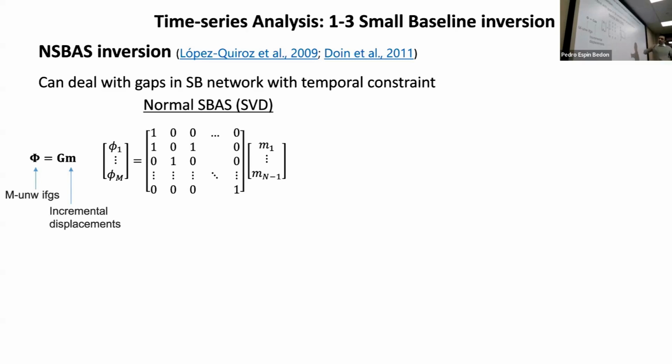So here, this is a normal SBAS that we have. On one side, we have M unwrapped interferograms as our observation. These are the observation vector. And on the other side, we have the incremental displacements, which are n minus 1 incremental displacements. So these are the observation, the unwrapped data, and these are the unknowns. We want to estimate these incremental displacements. And this is the design matrix that describes the relation between the observation and the unknown parameters. This is a 0-1 matrix, actually.